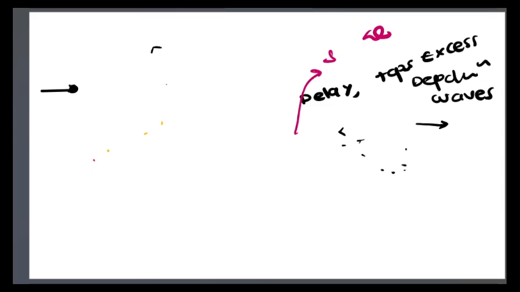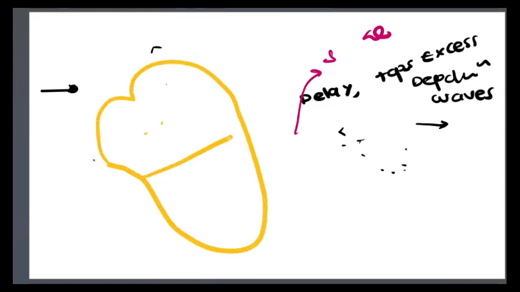Let us assume this is a heart. Usually it is the SA node that fires and impulses go through the AV node. But in case of atrial fibrillation, some re-entry tracts happen around the pulmonary veins. We have four pulmonary veins, so we have four re-entry tracts. What do I mean by re-entry tract?